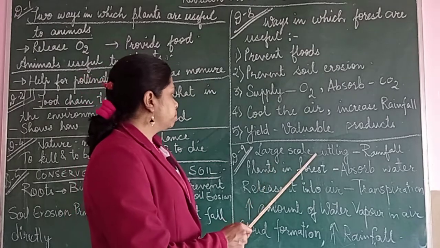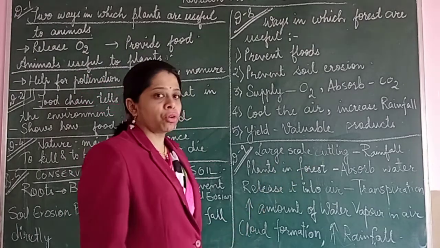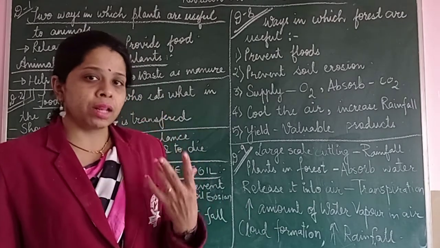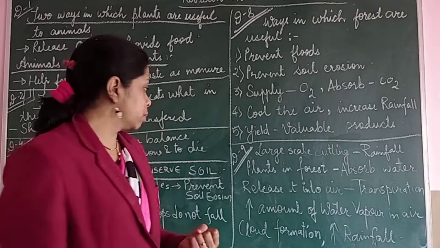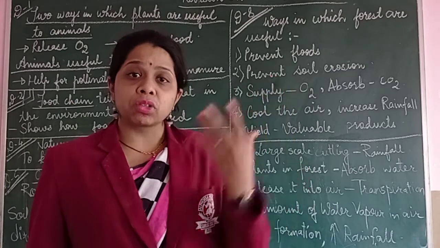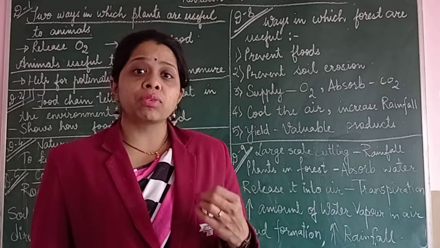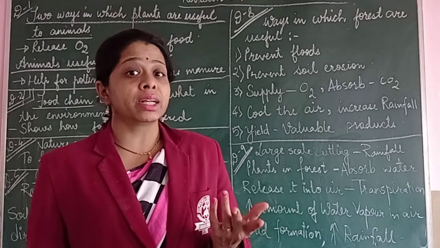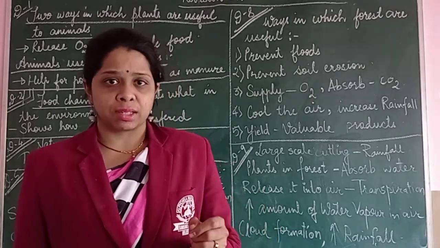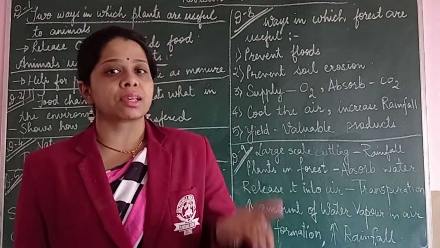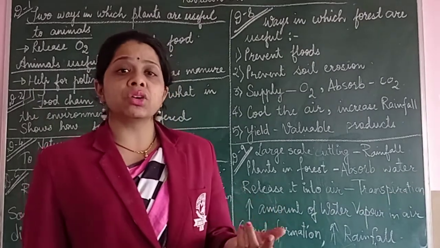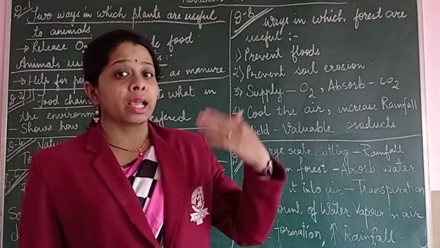Whenever it rains, plants in the forest, as you already know, absorb water. At the same time, because of sunlight, transpiration will occur. I have already discussed what transpiration is: evaporation of water from the leaves. Excess amount of water gets evaporated from the leaves. That is nothing but transpiration. So this is the release of water into the air.